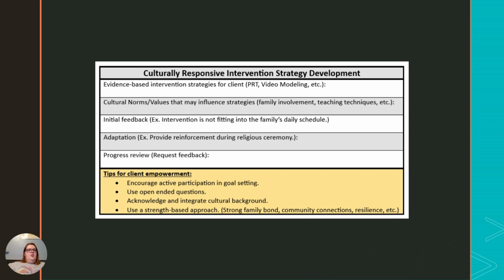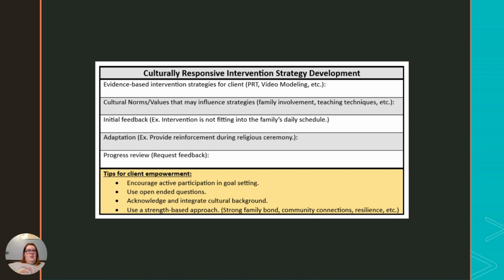Next is the culturally responsive intervention strategy development. How are we going to get these intervention strategies for the client, and how are we going to include the family in that? How are we going to work with our staff on making sure that they're ready to work with someone from a different culture and background? We're going to go over the cultural norms and values that may influence strategies and make sure that our staff are comfortable with those as well.